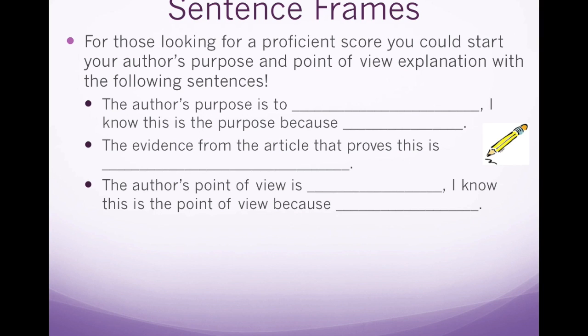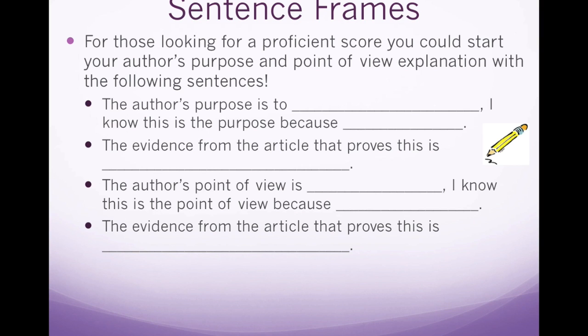This is going to get you a C, bottom line, but you're also going to need to point out the point of view. So this was purpose. The first two bullet points here were purpose. Now we move on to point of view. The author's point of view is blank, and I know this is the point of view because, fill in the blank, and then you provide your evidence.